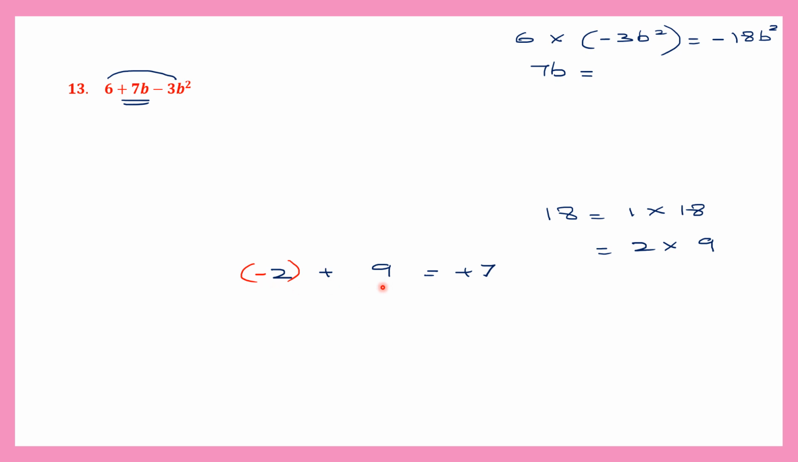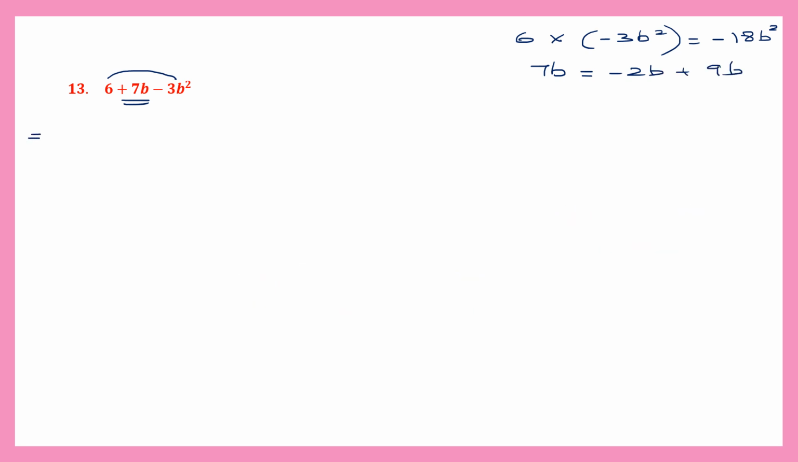Now let's multiply these two and see what we get. Minus 2 into 9 is minus 18. So we have got minus 18 here and minus 18. So I have split 7b into minus 2 plus 9. Let's write it there. So that is minus 2b plus 9b. Let's write it here now. So here what do we have? 6 as it is. We have split 7b into minus 2b plus 9b. And we have minus 3b².